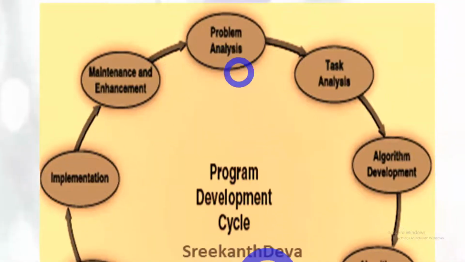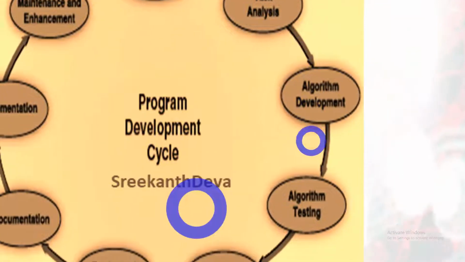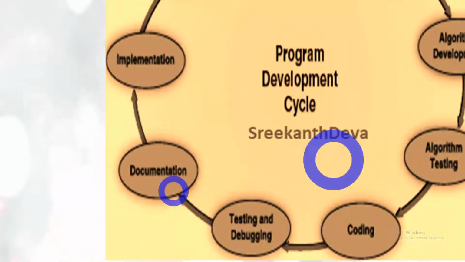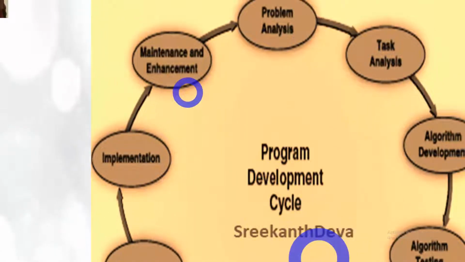Problem analysis, task analysis, algorithm development, algorithm testing, coding, testing and debugging, documentation, implementation, maintenance and enhancement. See, this comes under what? Complete life cycle. This comes under what? Program development life cycle. Okay.